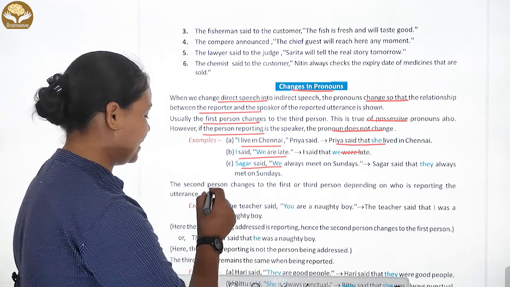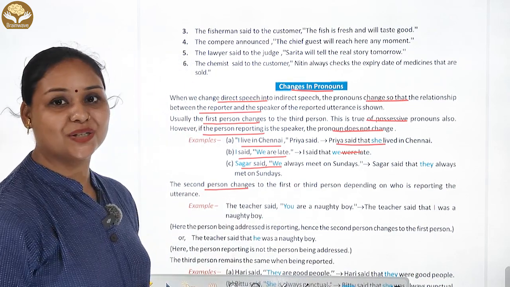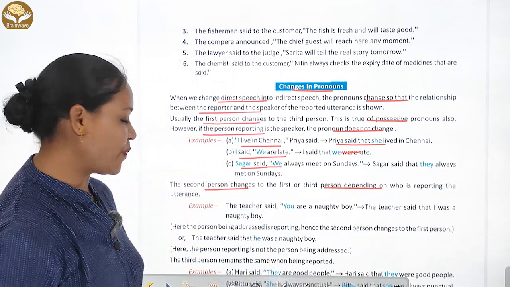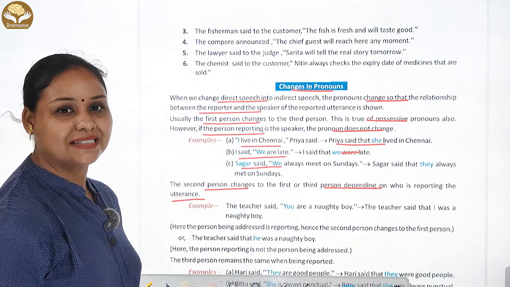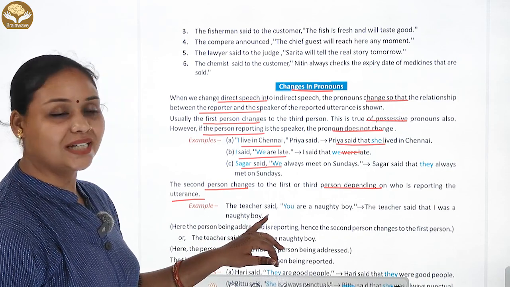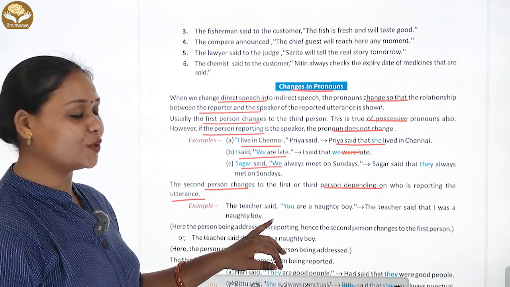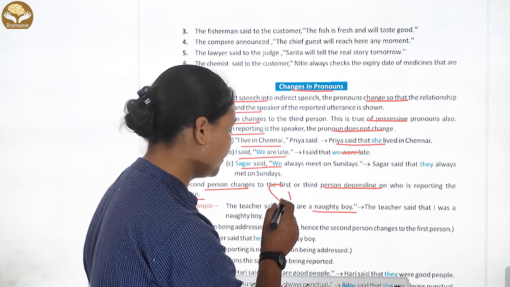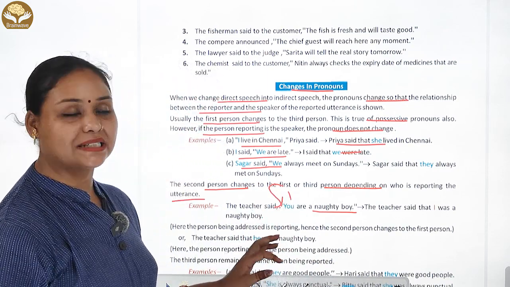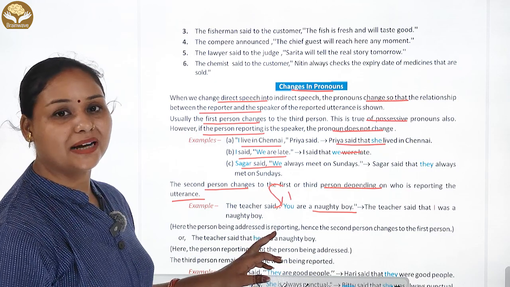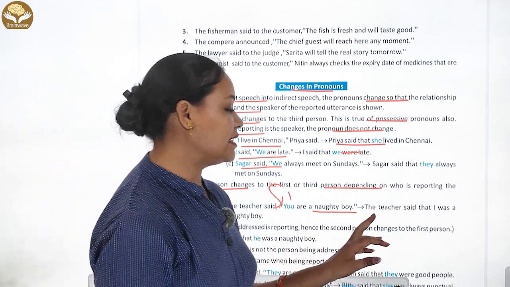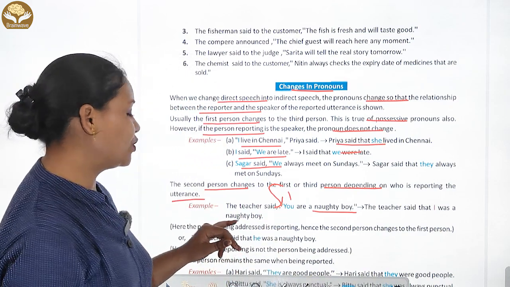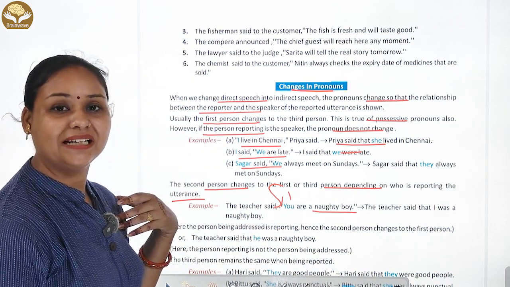Okay. चलिए, the second person changes to the first person or the third person depending on who is reporting the utterance. Example: the teacher ने कहा, the teacher said, "You are a naughty boy." तो you किससे चेंज होगा? ऑब्जेक्ट से. तो यहाँ पर ऑब्जेक्ट नहीं है तो क्या मान लेते हैं हम? I. तो teacher said that, टीचर ने मुझसे कहा, I was a naughty boy, कि मैं naughty लड़का हूँ.